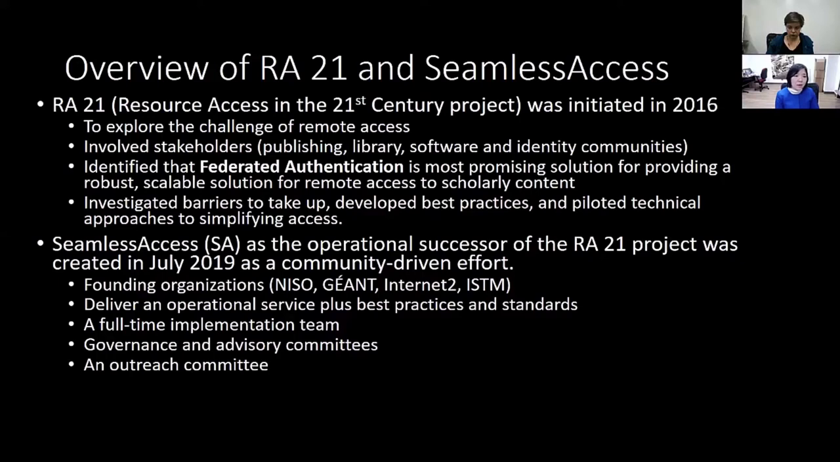In 2019, SeamlessAccess, as the operational successor of the RA21 project, was created as a community-driven effort with the funding of four major funding organizations listed here. They deliver operational services plus best practices and standards for facilitating remote access to resources. The services include a full-time implementation team. It also has a few governance and advisory committees, again including multiple stakeholders, and an outreach committee.